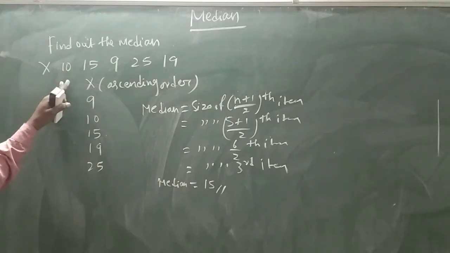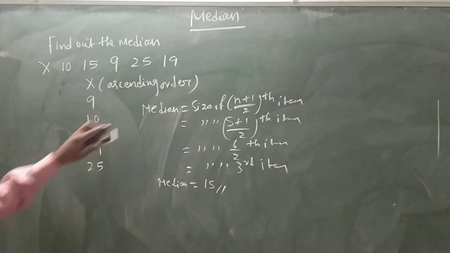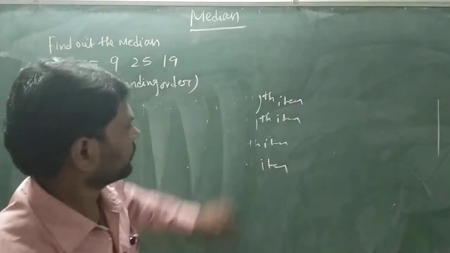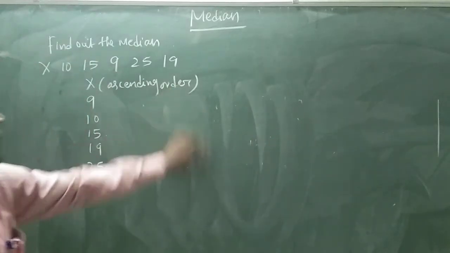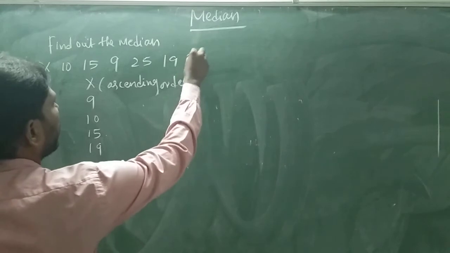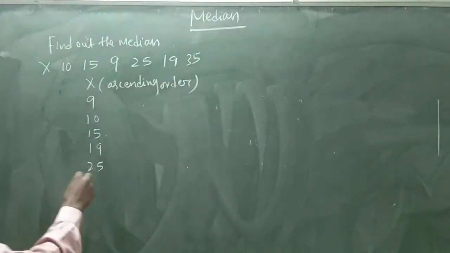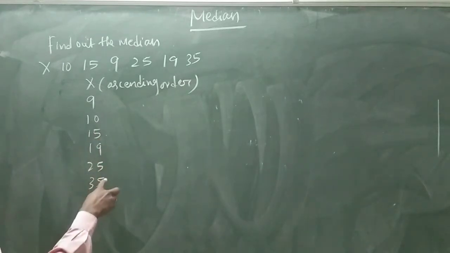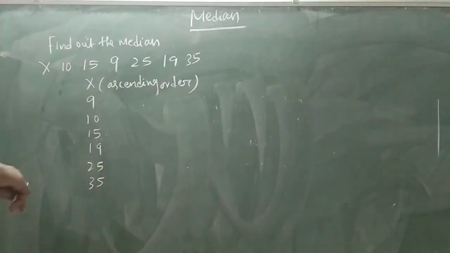If the data is even, how to solve this? Same data, but if it is even, I will add one more value, 35. So the ascending order is 9, 10, 15, 19, 25, 35, an even number of data.